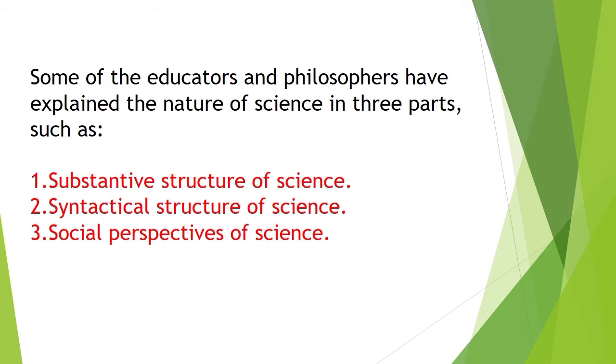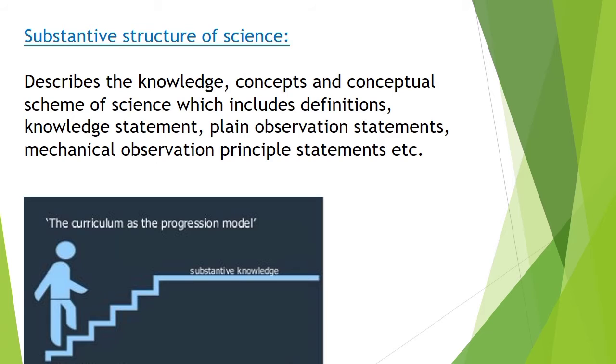Some of the educators and philosophers have explained the nature of science in three parts, such as substantive structure of science, syntactical structure of science, and social perspectives of science. Let us see them in detail. Substantive structure of science describes the knowledge, concepts, and conceptual schemes of science, which includes definitions, knowledge statements, plain observation statements, mechanical observation principle statements, etc.